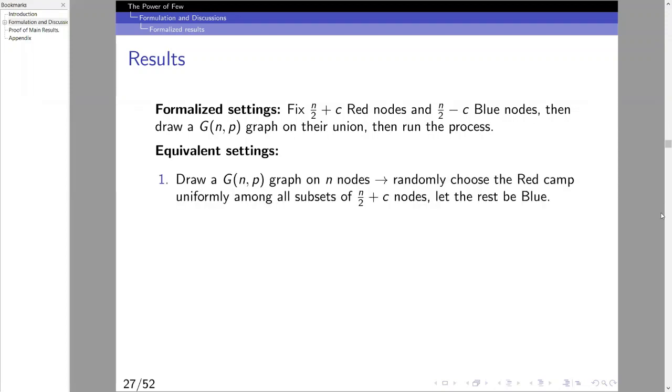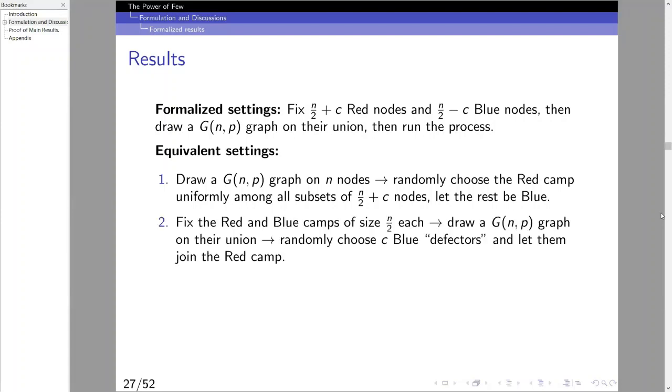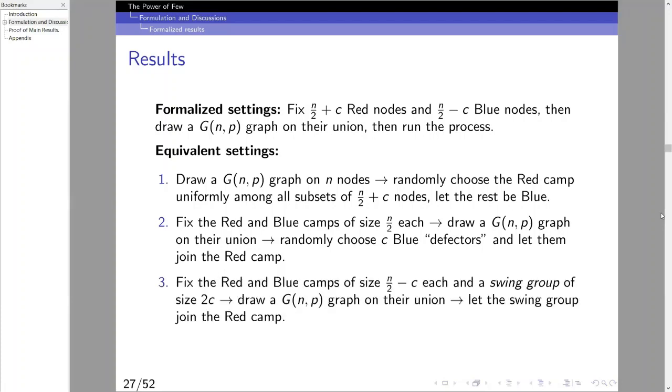The first one is we draw the graph first, and then we randomly choose the initial coloring, but we fix the sizes of the two colors. The second one is we fix the two sides with an initial balanced state, then we draw the graph over them, and then we choose C vertices from blue to join red. The third one is we fix red and blue of size n/2 minus C each, plus a swing group of 2C, and then we draw a graph over them and we let the swing group join red.